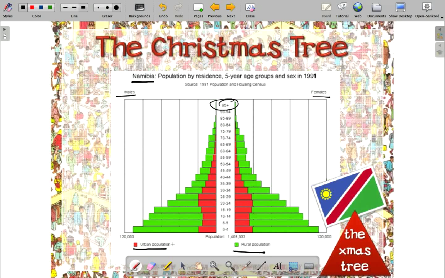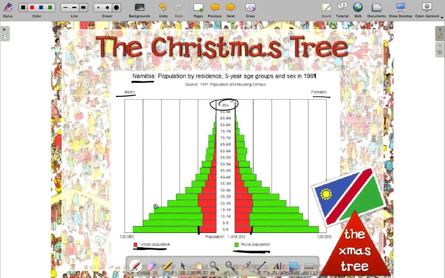Urban and rural, right? So city, urban, and rural country population. So we can tell how many people live in the city, how many males and females live in the cities, and then how many of those males or females in the population live off in the countryside. Farming maybe. So, does this fit the Christmas tree model?